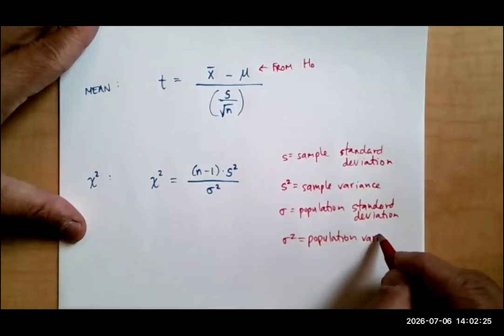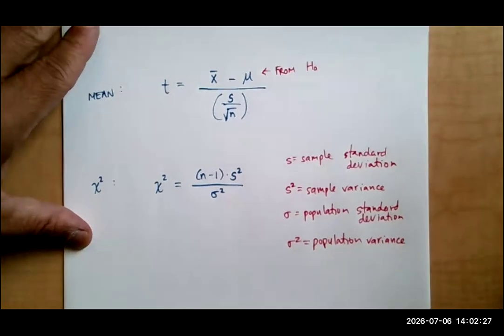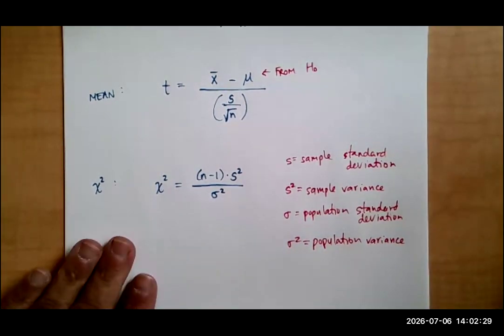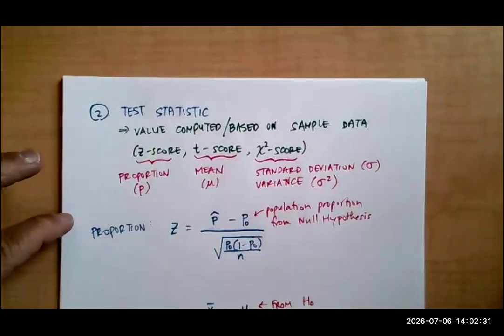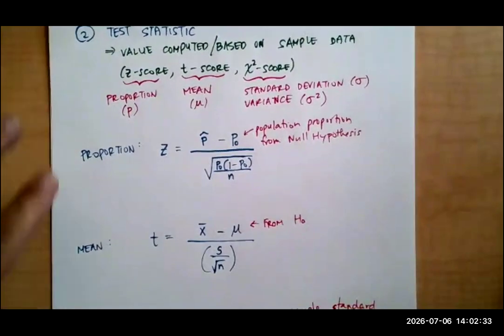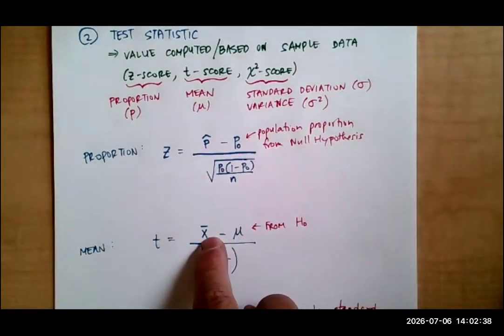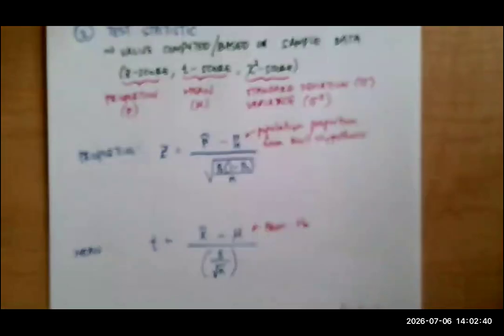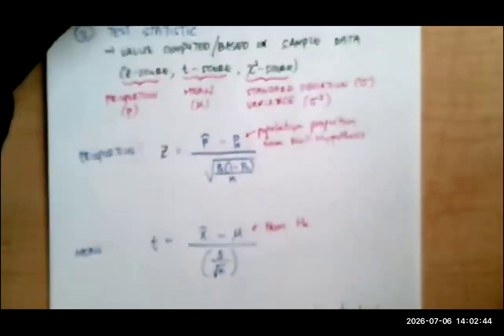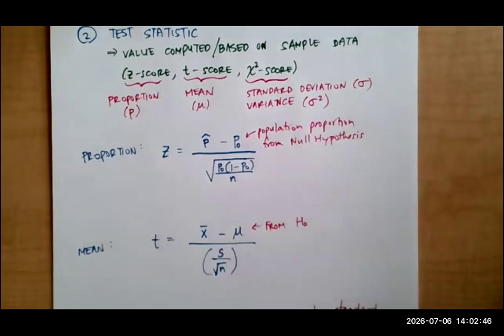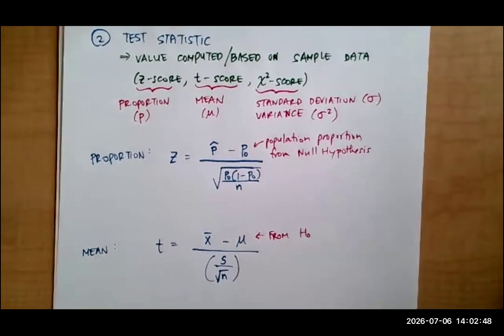So in this case, this is the value based on our sample data. Primarily, we're going to talk about proportion and mean. Later, we'll get into standard deviation. But it's a value that utilizes our sample information to help identify. Let's focus.